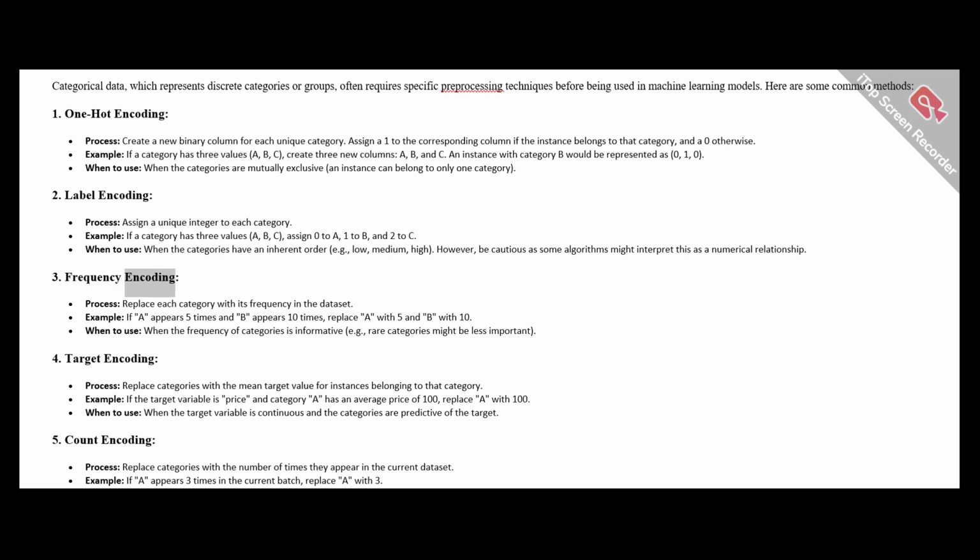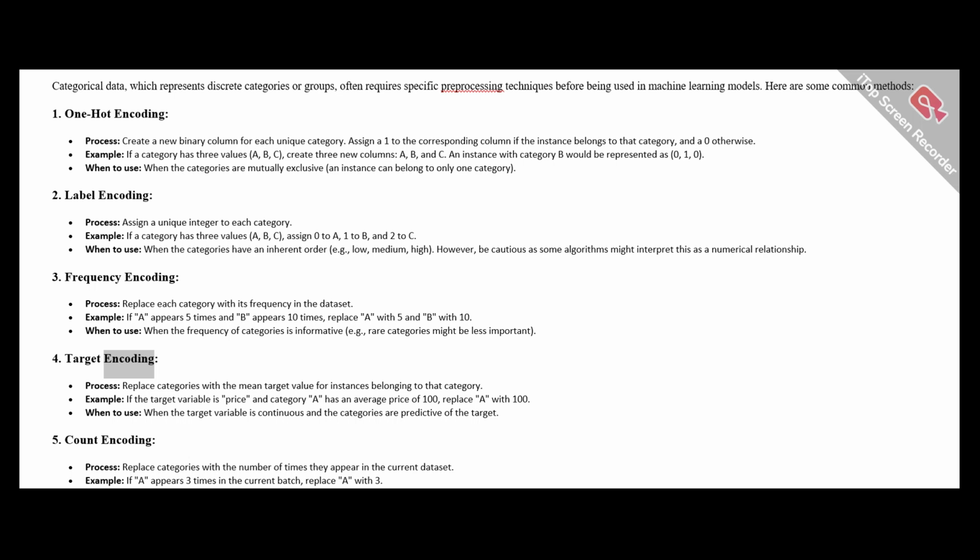3. Frequency encoding. Process: replace each category with its frequency in the dataset. Example: if A appears 5 times and B appears 10 times, replace A with 5 and B with 10. When to use: when the frequency of categories is informative, for example rare categories might be less important.